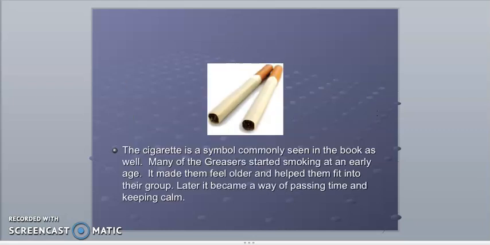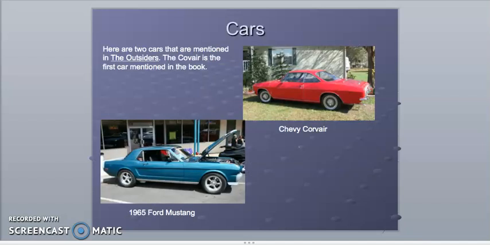The cigarette is a symbol commonly seen in the book as well. Many of the greasers started smoking at an extremely early age. It made them feel older and helped them fit into their group. And then as they actually did get older, it became a way of passing time and keeping calm. But this is extremely bad. They started smoking cigarettes when they were very young, which is not good for them at all.